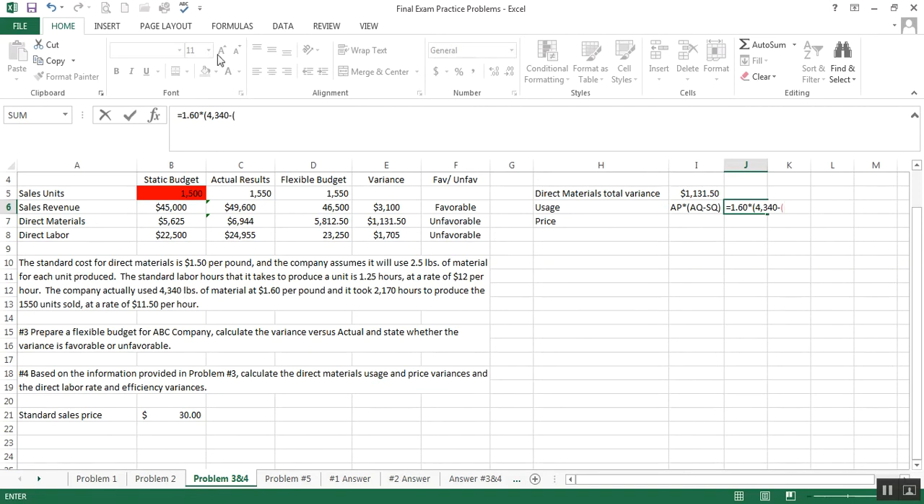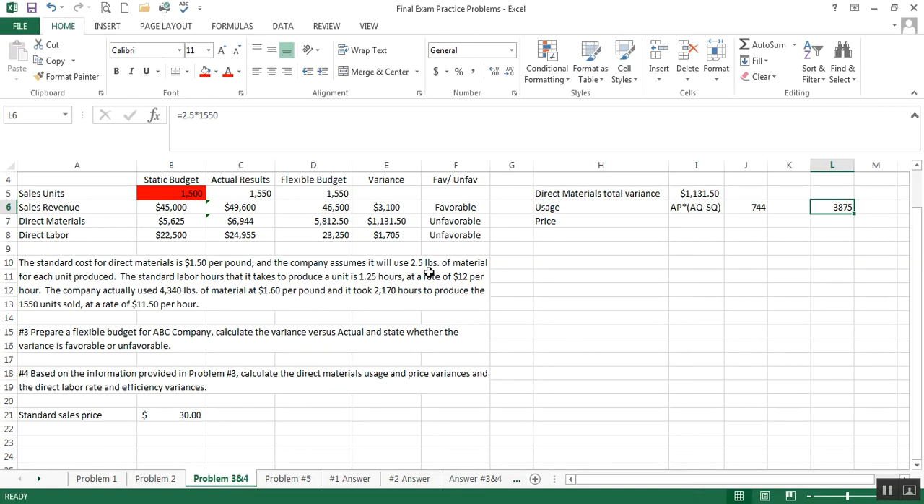Our standard quantity can be calculated based on the standard of how many pounds we think we should have used times the actual number of units. Again, going back to using the flexible budget. So it's going to be 1,550 times this 2.5 pound assumption. That's our standard assumption. Okay? So we can also calculate our standard quantity here with 2.5 times 1,550 pounds. So we actually expected that we would use 3,875 pounds of material for 1,550 units.